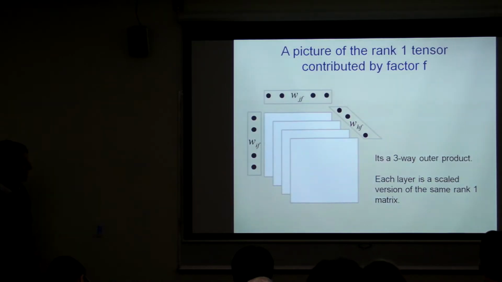We can picture it like this. We take the outer product of these vectors. The outer product of those two gives us a matrix. This is just scaling that matrix. So it's a rank 1 matrix here. This scales the rank 1 matrix to get the same matrix at different scales. So this gives you a rank 1 tensor. If I add up n squared of these, I think it's n squared, I can get an arbitrary tensor.